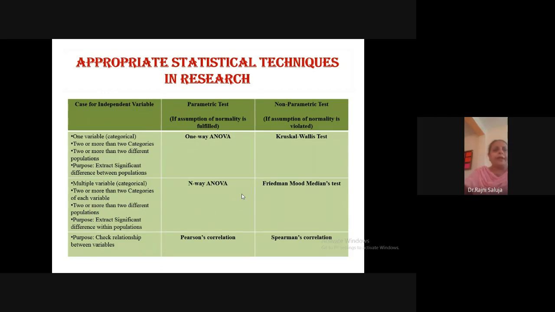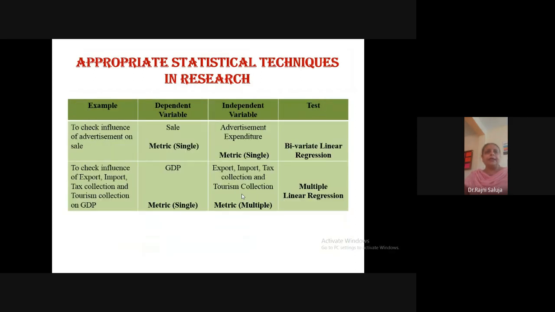Then there is the case where two or more variables are there, with two or more different populations, and we have to extract the significant difference between the populations, within the populations. In that case, N-way ANOVA will be applied, and in the non-parametric case, the Friedman or Mood's median test will be applied. Next, if we just want to check the relationship between the variables, then the simple technique is correlation. If it is parametric, then Pearson correlation, and if it is non-parametric, then the Spearman correlation technique will be there. Then the next topic is appropriate statistical techniques in research.